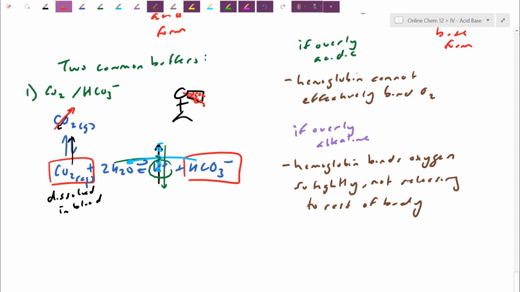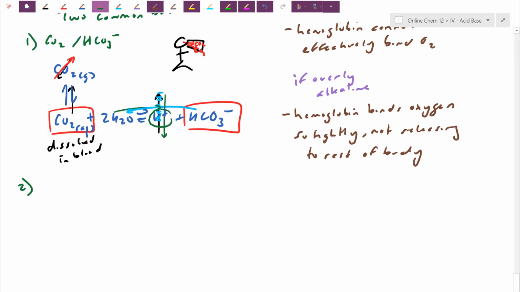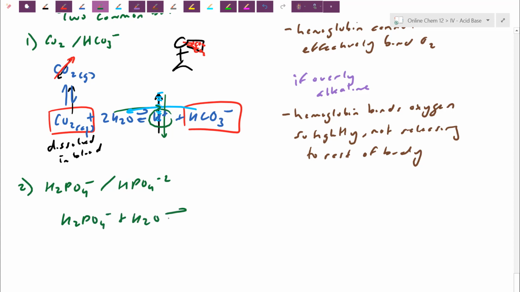Okay, so that's one buffer system that we have in our blood. There's a lot of backup systems in our body as well. We also have what's referred to as a nutrient buffer. That is a phosphate equilibrium between H2PO4 minus and HPO4 2 minus. We already know the equation. One proton transfer. This is going to be an equilibrium that's set up.